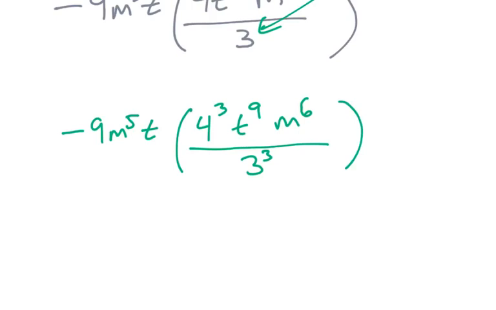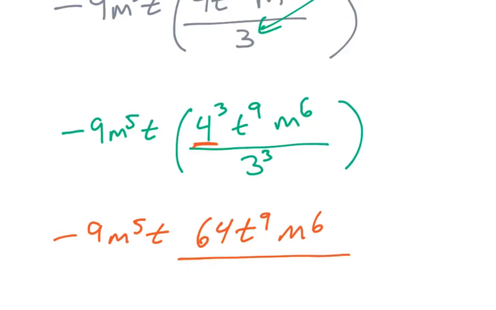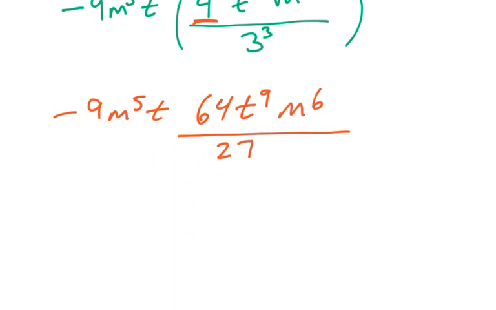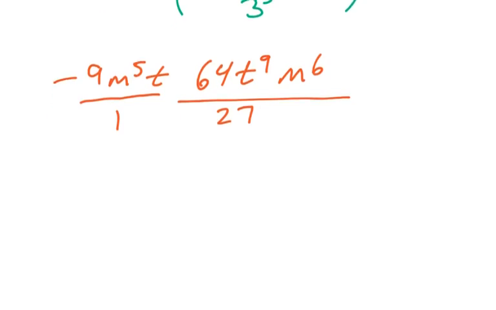And now I'm just going to clean it up. So this becomes negative 9 m to the 5th t. This right here is going to become 64 t to the 9th m to the 6th. And be careful, 3 to the 3rd is 27. Again, it's very easy to say that 3 to the 3rd is 9. Hopefully you didn't do that. And from here, 9 goes into 27 3 times, so we have 64 and 3.